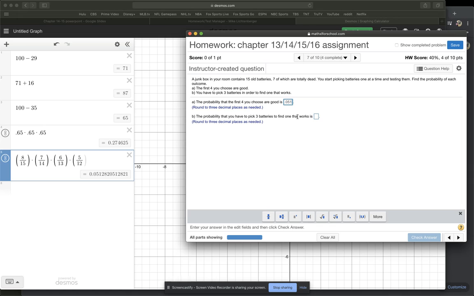Find the probability that you have to pick 3 batteries in order to find one that works. So they're saying you pick one, you're picking, and you don't get a good one until the 3rd try. So that means the first 2 are no good. So the first one being no good is going to be 7 out of 15.